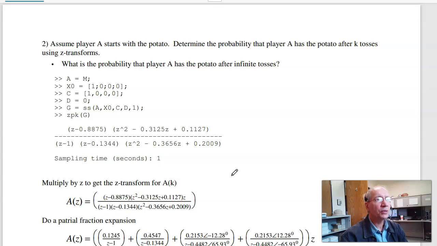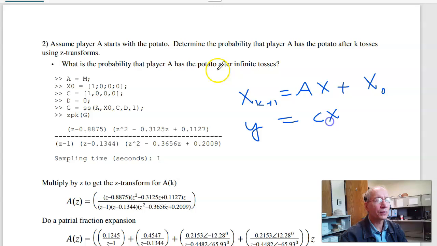Problem 2. Assume A starts with a potato. Determine the probability that A has a potato after k tosses using Z transforms. In that case, I put this in state space form. I've got x of k plus 1, or Zx, is A times x plus B times U. In this case, that's my initial condition. And y, the state that I'm looking at, is C times x.